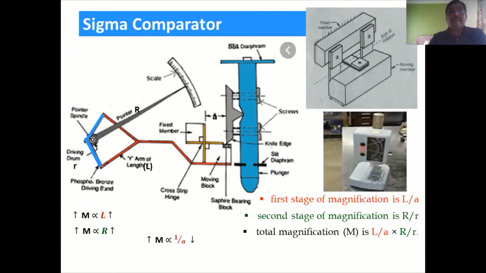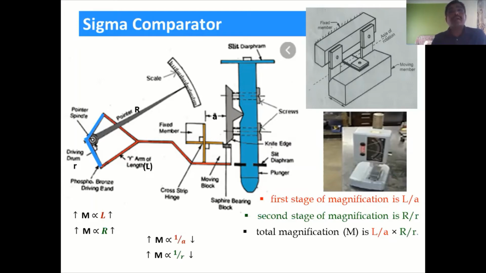Third, I have shown that M is inversely proportional to the A. When we talk about proportionality to A, it means that as the distance between the knife edge and the cross strip is less, naturally the magnification can be increased. And this distance A can be adjusted with the help of this screw. Here the screws are given. And again, the magnification is inversely proportional to small r, the radius of the drum. So as we choose a very small radius of that drum, again the magnification goes up.